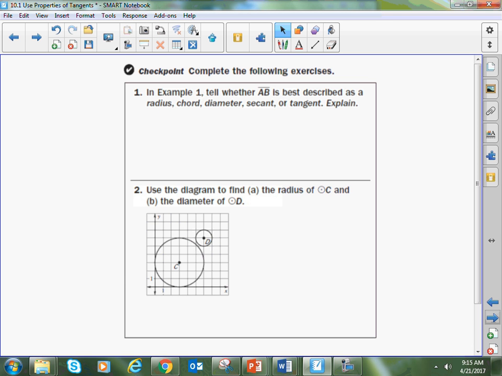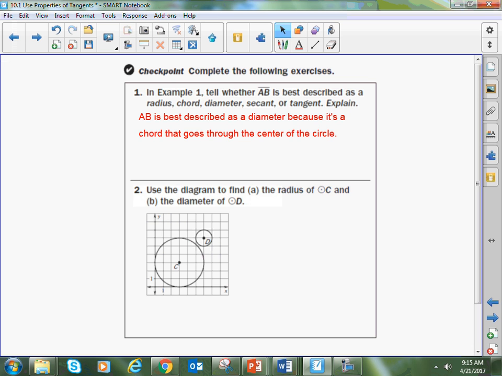Okay, so in question 1, we're going to go back to example 1 and tell what segment AB is best described as and why. Here, if you go back and look at it, that will be a diameter because it is a chord that goes through the center of the circle.